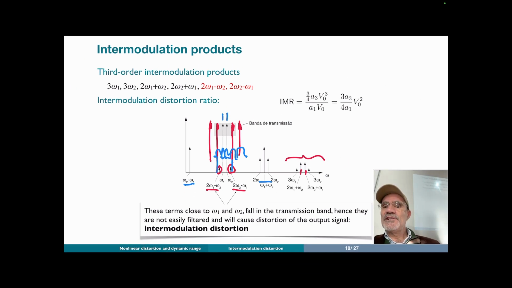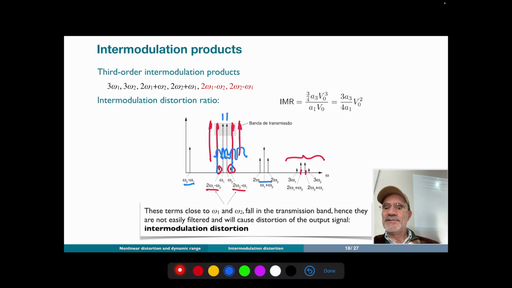And so these terms, the ones close to the original frequencies, are very important. Since they're very close, they fall in the transmission band, especially if we have a large number of signals being multiplexed over frequency, as I said. And so they are not easily filtered and will cause distortion of the output. And this is called intermodulation distortion.